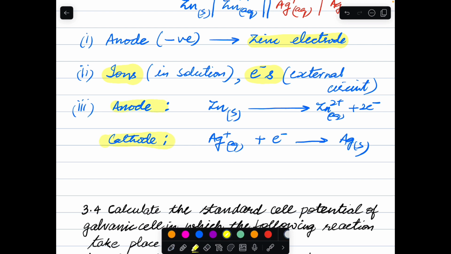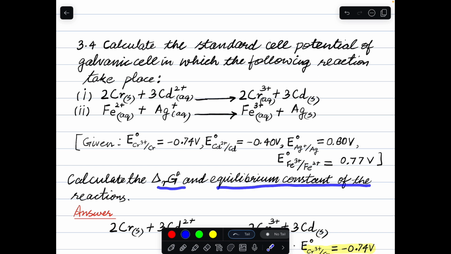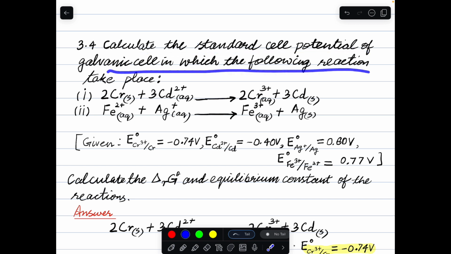Next question, 3.4. In this question they have given, calculate the standard Gibbs free energy and equilibrium constant for the reaction, and we have to calculate the standard cell potential of the galvanic cell, and the reactions are given. Two reactions are given, and they have also given you the values of standard electrode potential for each case. Okay, so two reactions are given here, and we will calculate one by one for each reaction.